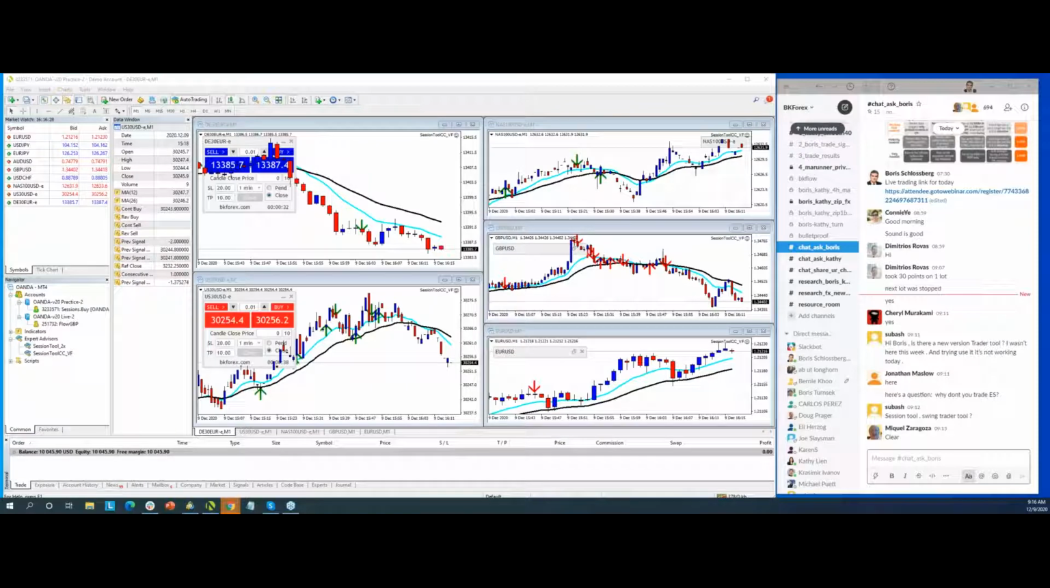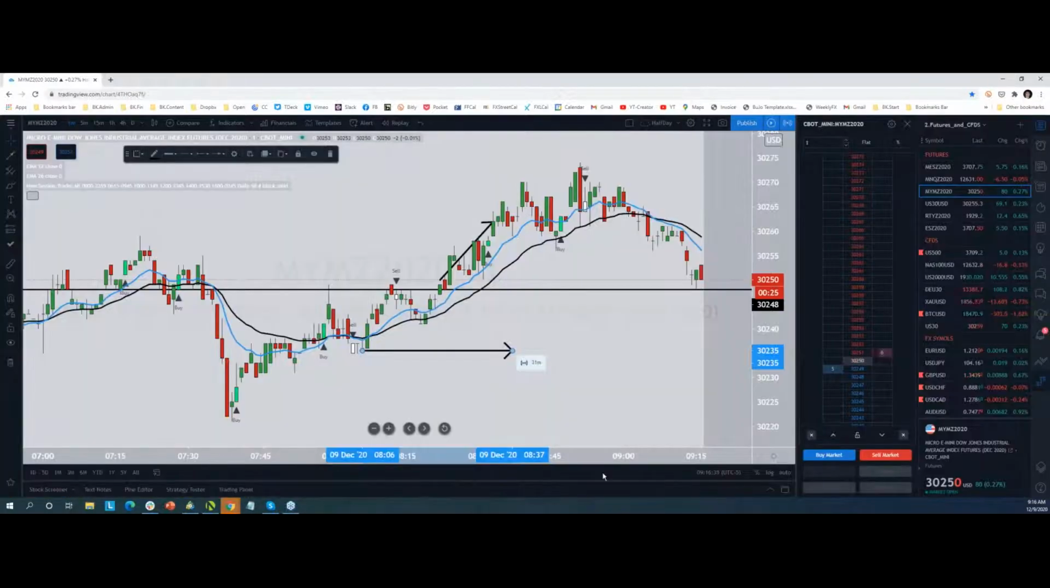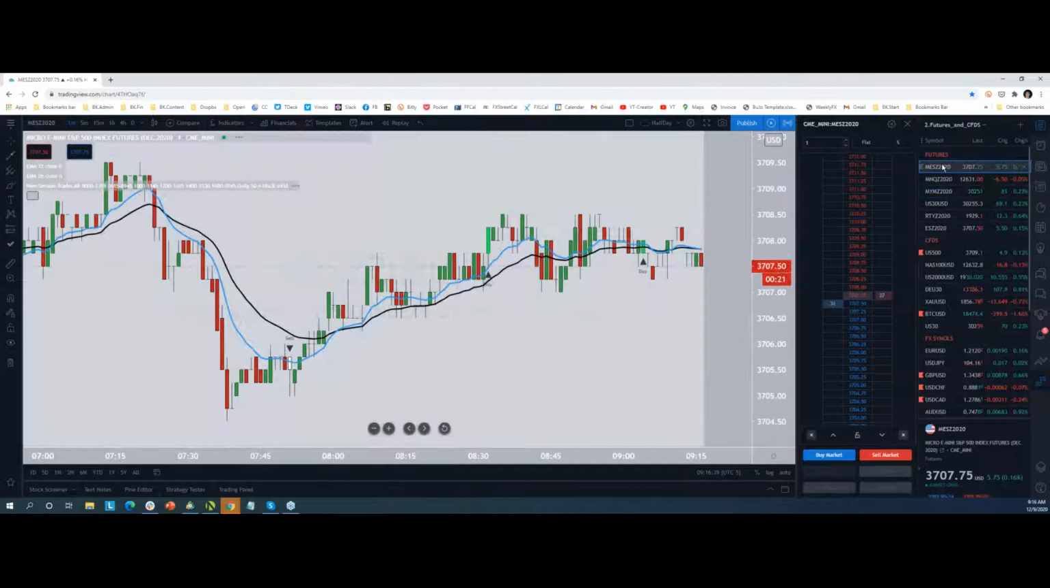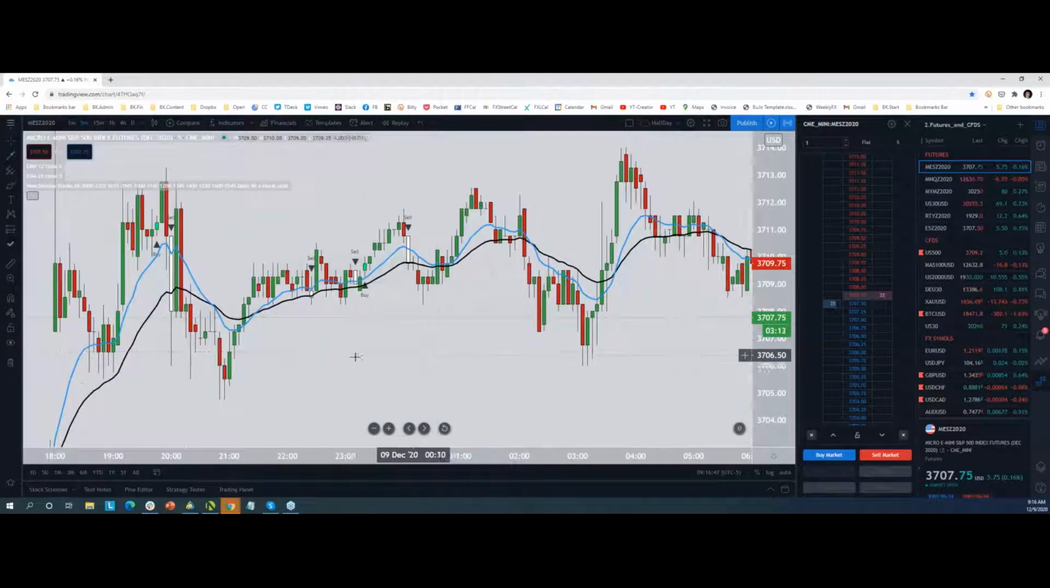I'm happy to take a look at it actually. Let's take a look at the ES on longer term charts. This is the S&P 500. You can see the 1-minute chart is just horrendous. Let's just take a look at a 5-minute chart and see if we can find any potentially interesting ideas here.